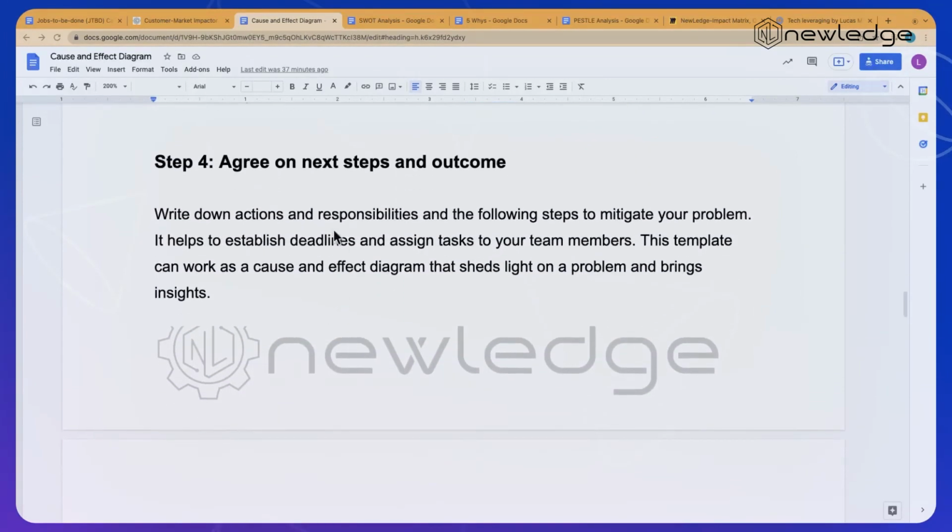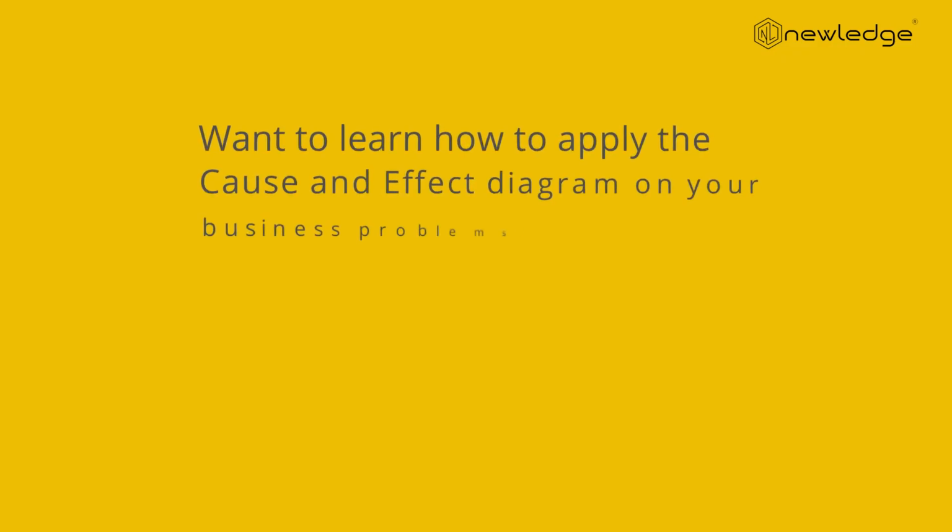After you've done that, you've got to agree on the next steps and outcomes. Like any good meeting, it's only as good as your follow-up. So we need to write down actions and responsibilities and the following steps to take to mitigate the problem. It always helps to establish deadlines and assign tasks to your team members. This template, the cause and effect diagram, sheds light on a problem and brings new insights.